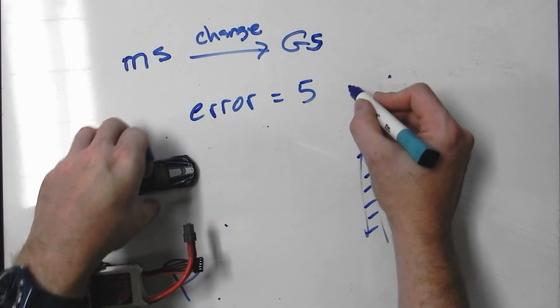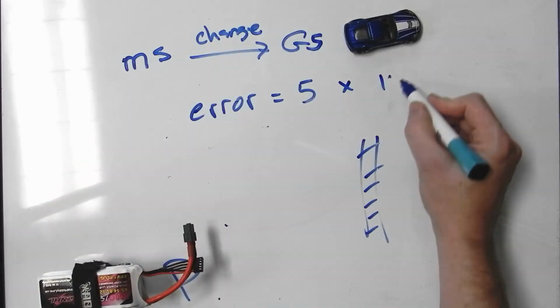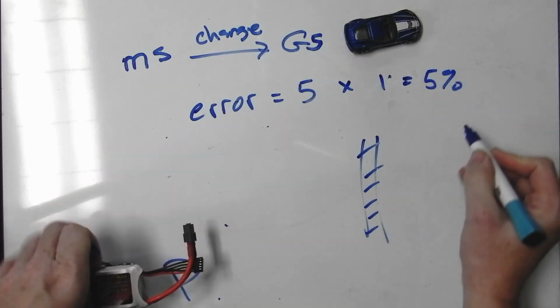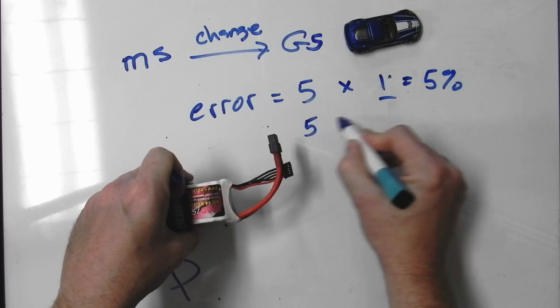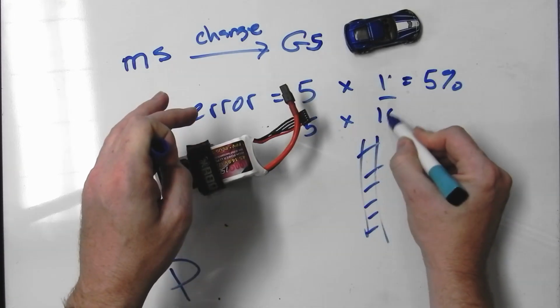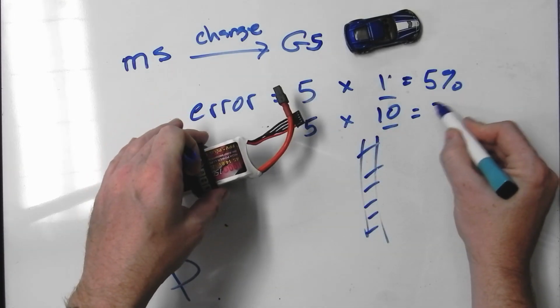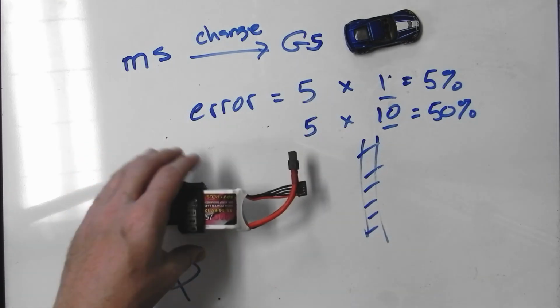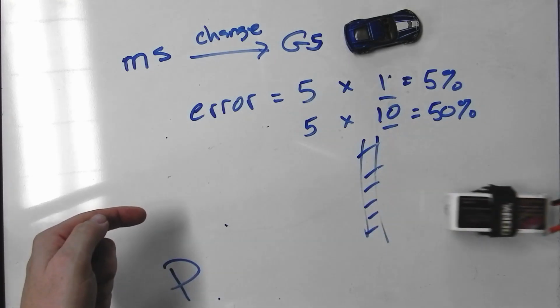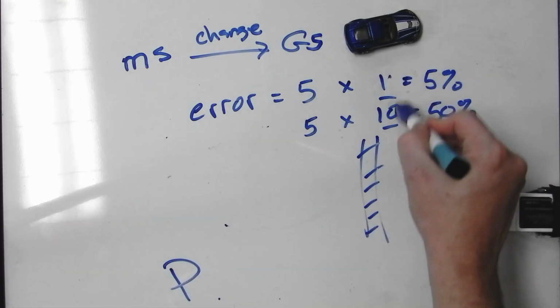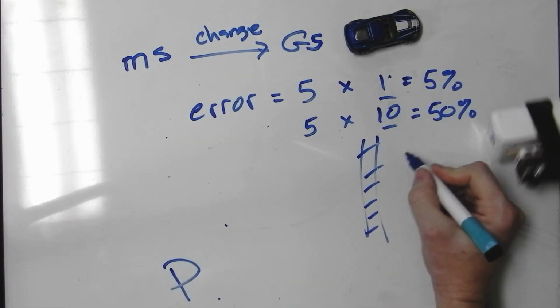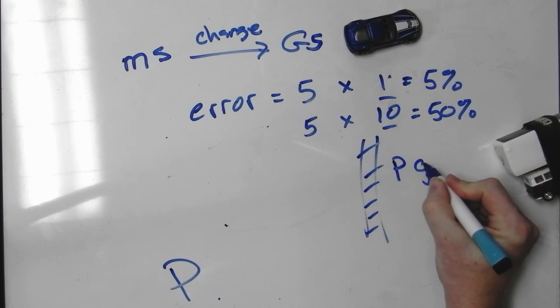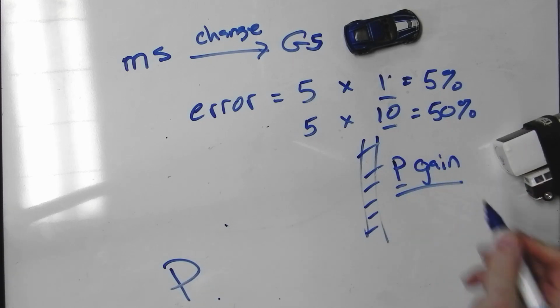Five inches times 1, 5% power. Here, maybe I need my multiplier to be more like 10. 5 inches times 10 will be 50% power. So let's try that. Yeah, that's better. That multiplier, we call that the P gain, or sometimes P for short.